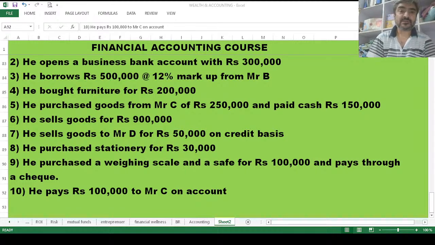The two effects are there is a decrease in cash by rupees 100,000, and cash is an asset, and there is also a decrease in creditor Mr. C by rupees 100,000, as the business has paid his liability.